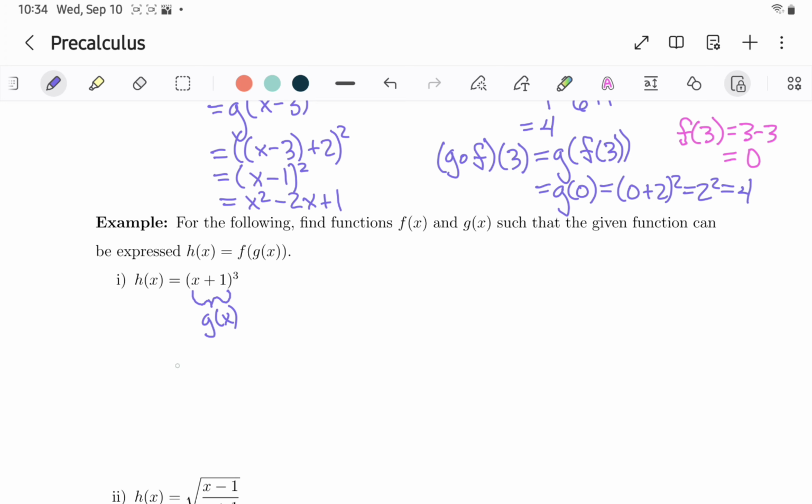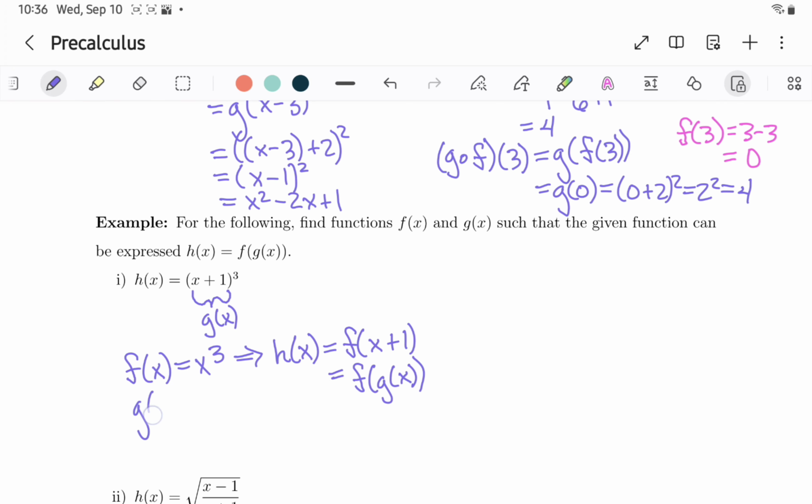And then for f of x, well, we can choose f of x equals x cubed. So if we take f of x equals x cubed, then we would have h of x is equal to f of x plus 1, since we're saying, okay, f of x is equal to x cubed. And then since we are letting g of x equal x plus 1, this is just equal to f of g of x. So we can have f of x equal to x cubed and g of x equal to x plus 1.